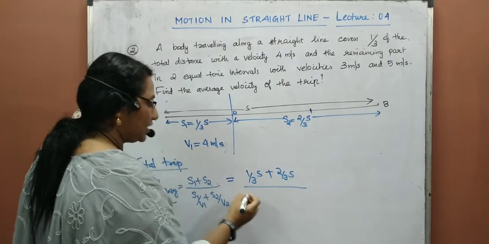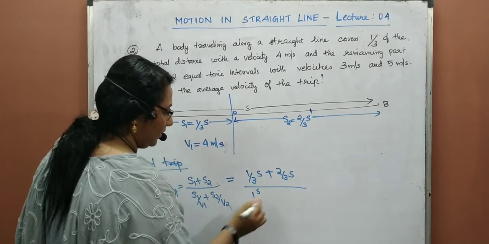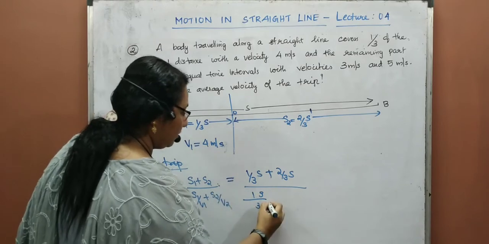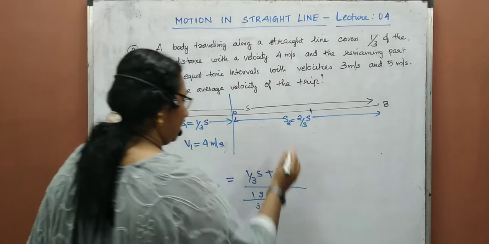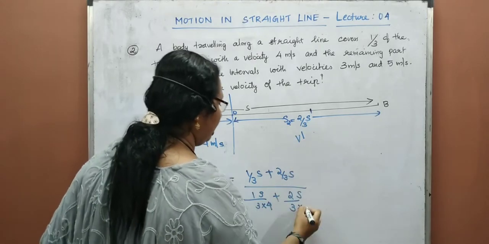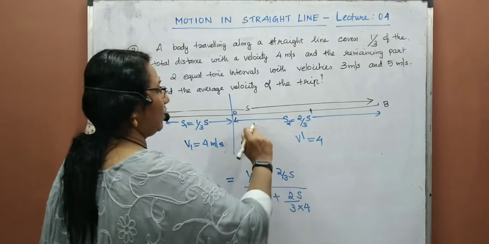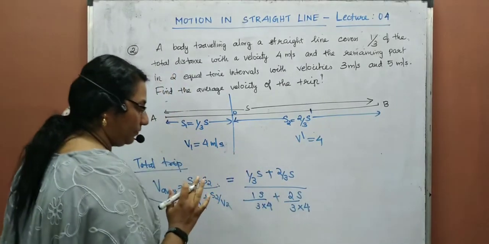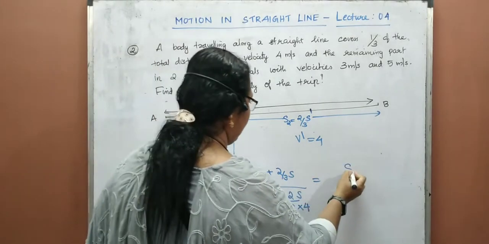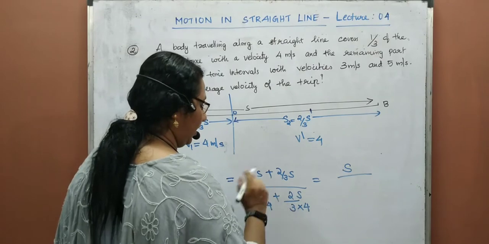Then now we write the remaining topic as S1 is 1 by 3S plus S2 is 2 by 3S by S1, 1 by 3S into V1. V1 is 4 plus here it is 2 by 3S into V dash. V dash was also equal to 4. V dash was the average of V2 and V3. Is it clear? What is 1 by 3S plus 2 by 3S? It becomes total S.